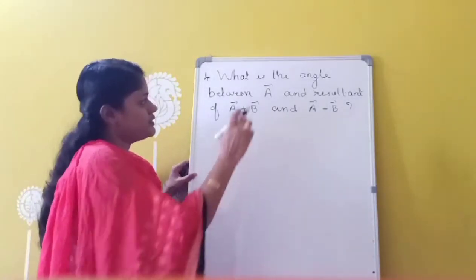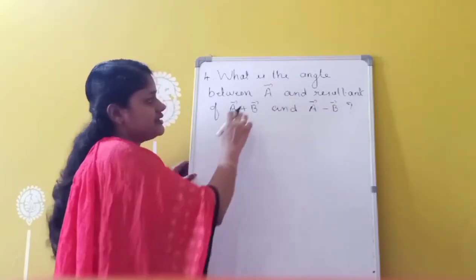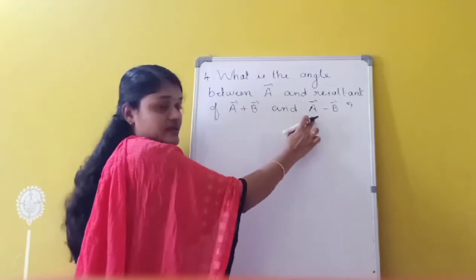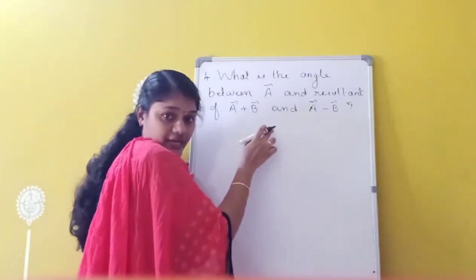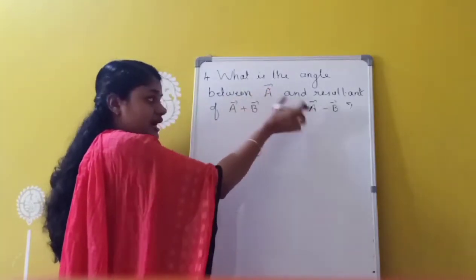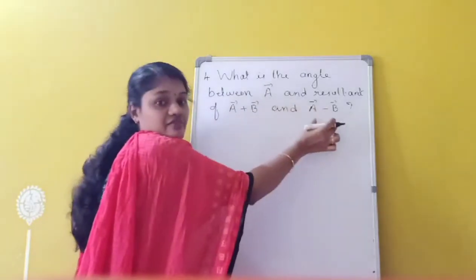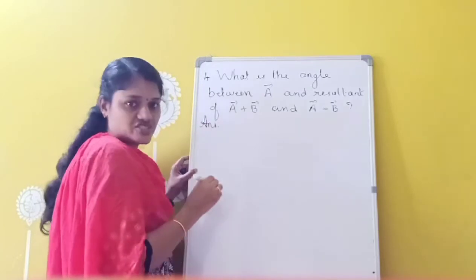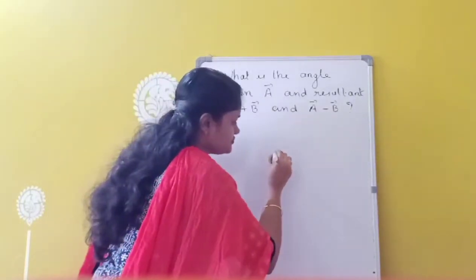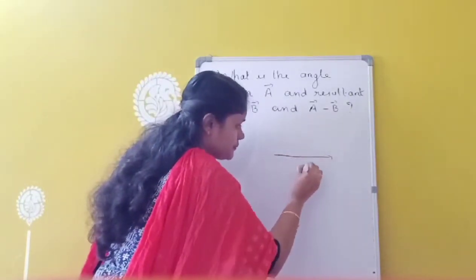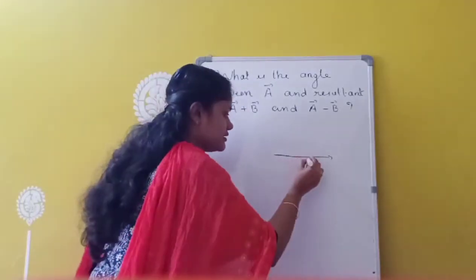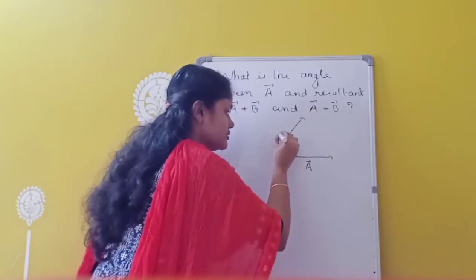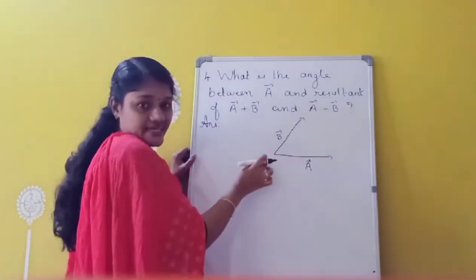Now the fourth problem. What is the angle between vector A and the resultant of vector A plus B and vector A minus B? So we have to find the angle between vector A and the resultant of vector A plus B and vector A minus B. Suppose we have two vectors, vector A and vector B. So this is vector A, and I am taking another vector, vector B, like this. Both are joined tail to tail.